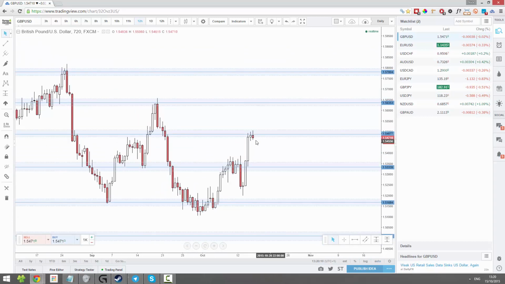I haven't put in my entry order yet, but I'm thinking about entering at the low of the indecision candle with quite a tight stop just above the resistance area. I will try to get a live trade video on this if it does in fact trigger, but we'll see how it goes. So we have a potential setup here on the 12-hour GBP USD.